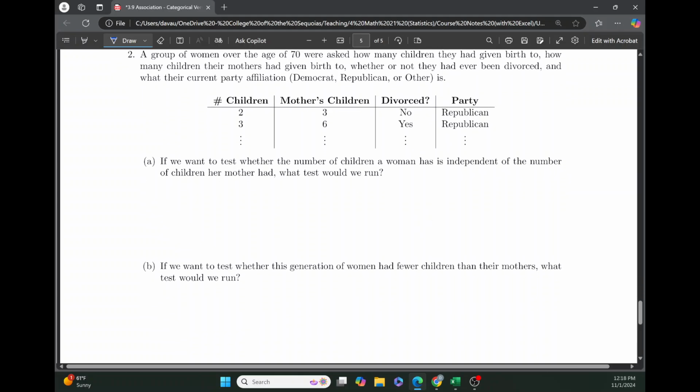So part A says, if we want to test whether the number of children a woman has is independent of the number of children her mother had, what test would we run? So we want to compare these two columns, and we want to know if there's some kind of association between them, right? We want to know if the number of children a woman has depends on the number of children her mother had, right? So there we would run a linear correlation test. We want to see if the values in this column affect the values in this column, right? So we'll run a correlation test.